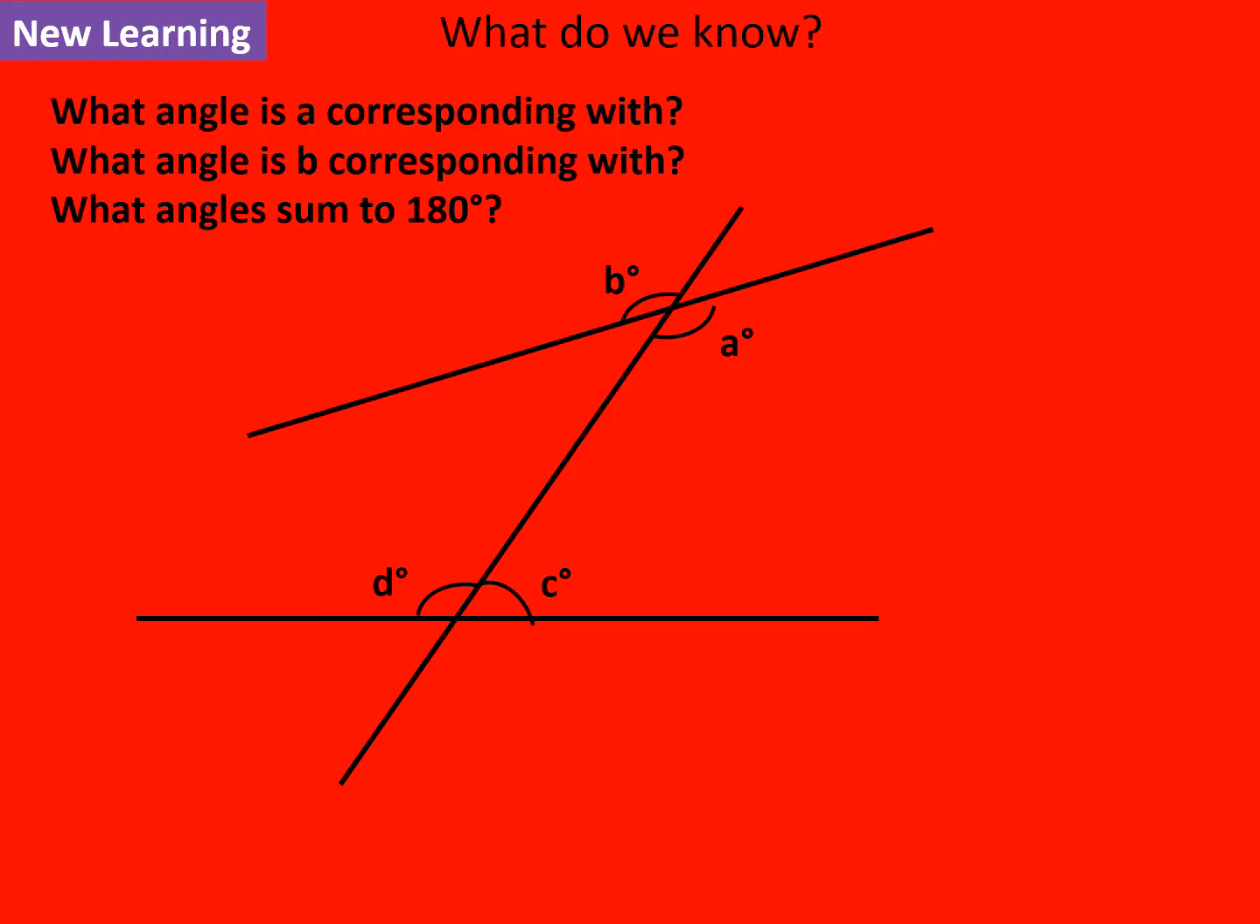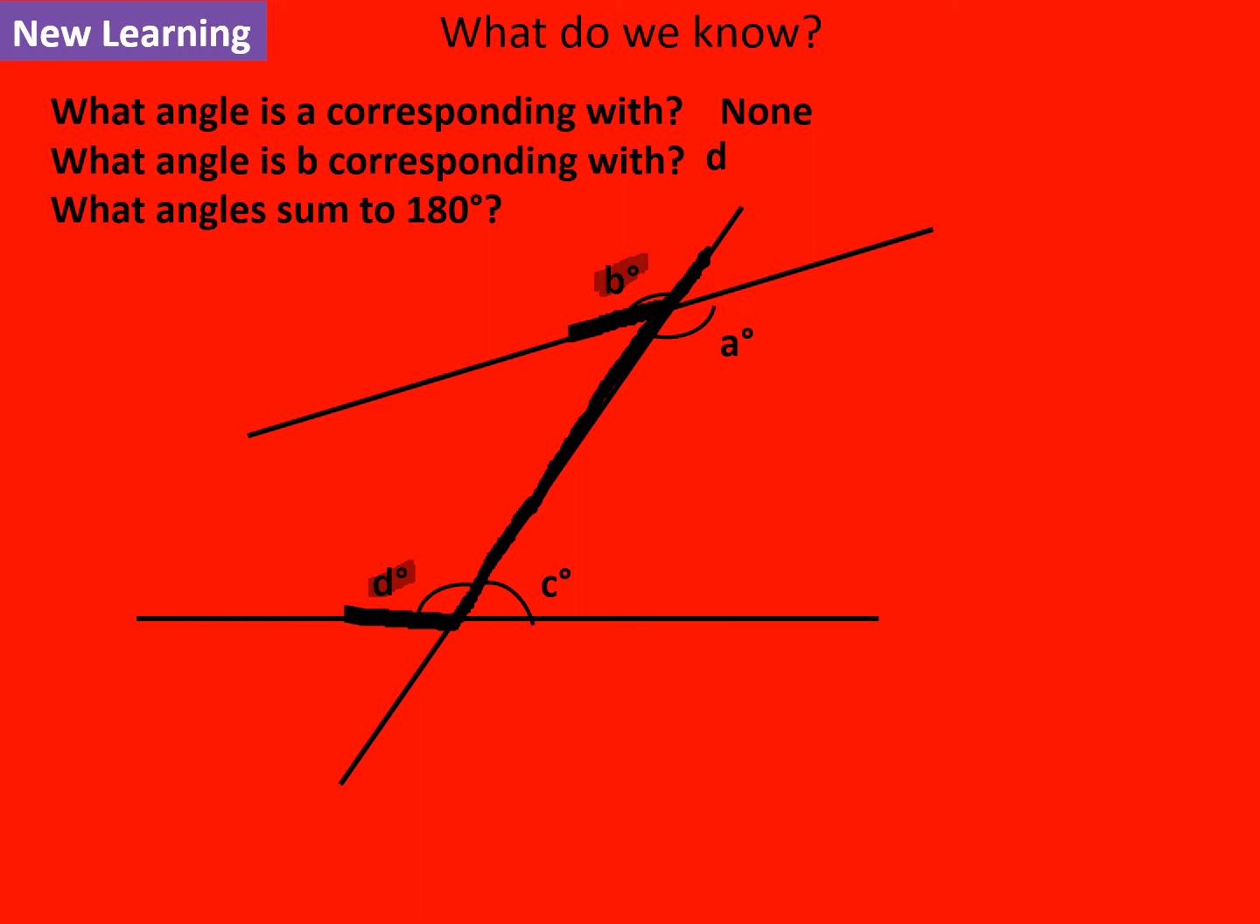Let's go through the answers. What angle is A corresponding with? You should have had none. What angle is B corresponding with? You should have D. If we draw an F shape like we have done in lessons, or more so in this case an upside down F, we can indicate that D is in the interior region on the left side of the transversal and B is in the exterior region on the left side of the transversal. So therefore, these two angles are corresponding.